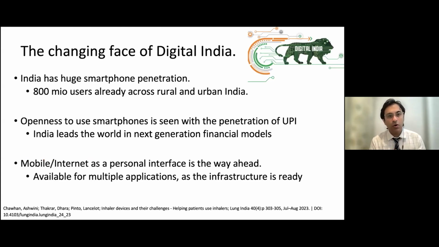As we all know, India has a huge smartphone penetration, more than 800 million users, and openness to use smartphones is seen with the penetration of UPI. We can see even the street vendors, the fruit market, everybody has a UPI, and even the economically challenged people carry a phone with a UPI app to get and send money. Mobile and internet penetration has become very huge. It has become a personal interface. People tend to get the majority of their information from the internet, which sometimes can be misleading.